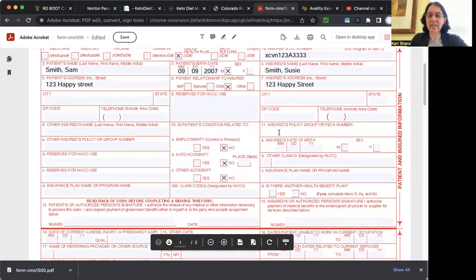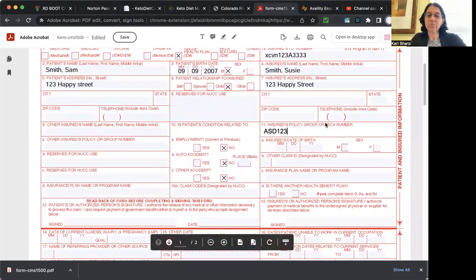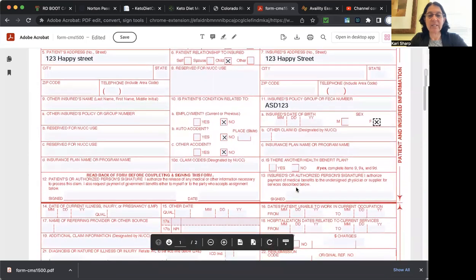A lot of times the insurance policy on the insurance card has a group number. It's usually a combination of letters and numbers. So whatever. Okay. Insured's date of birth is mom instead of child. Child's date of birth, we already put it in. So this is where mom's date of birth goes, mom is a female. All right, so again, some of these we don't have to fill out.